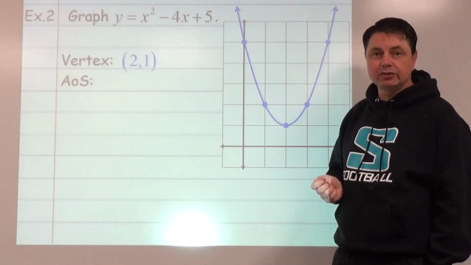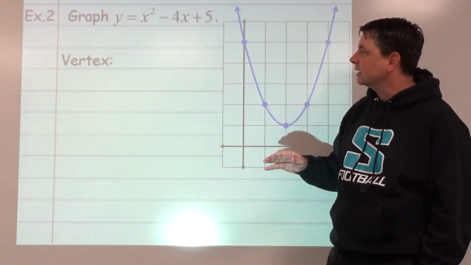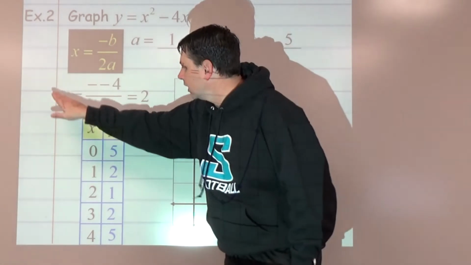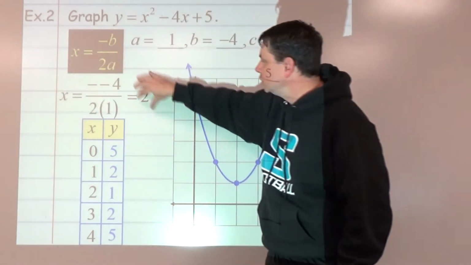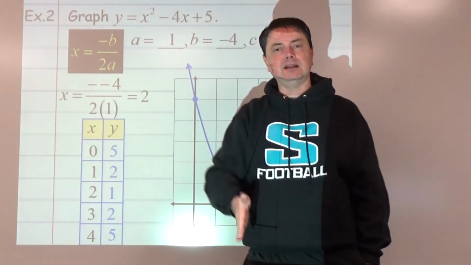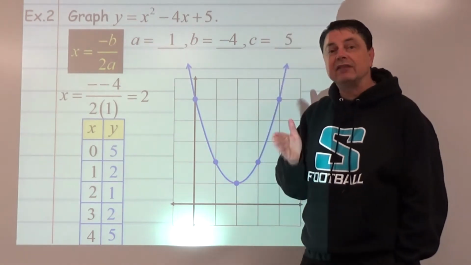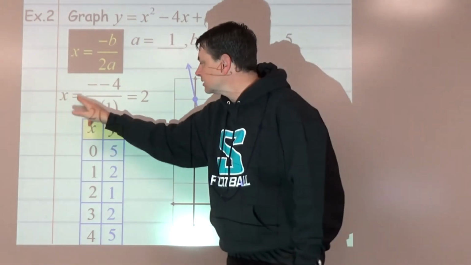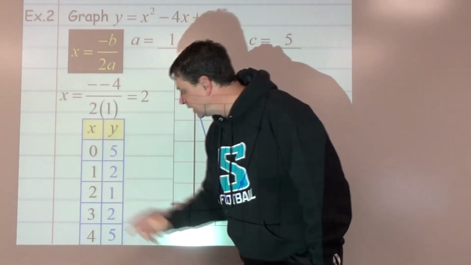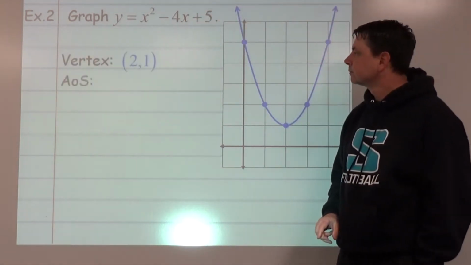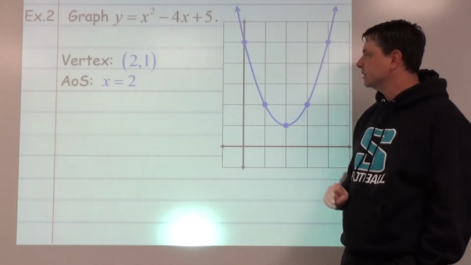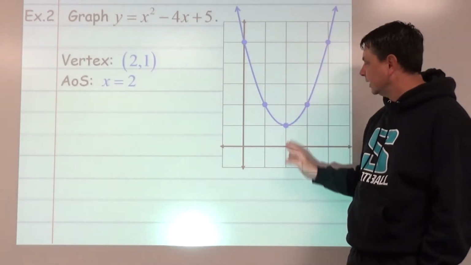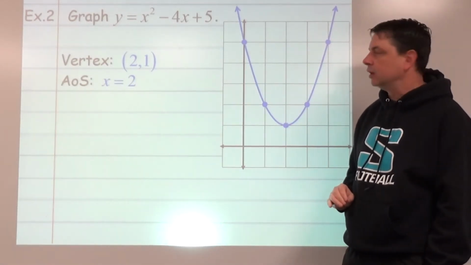Axis of symmetry. Well, we can go back, and that's right here. X equals 2. It's a vertical line. All vertical lines have the equation x equals number. Here it is, x equals 2. We can get it from there. X equals 2. In fact, we can even draw it right there, the line that splits the parabola in half.